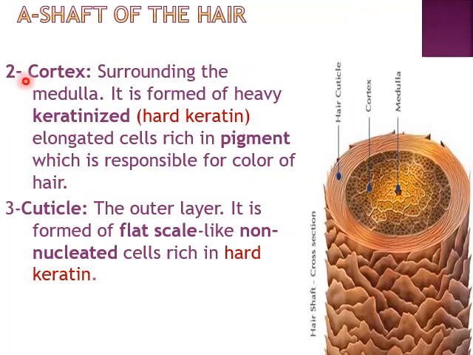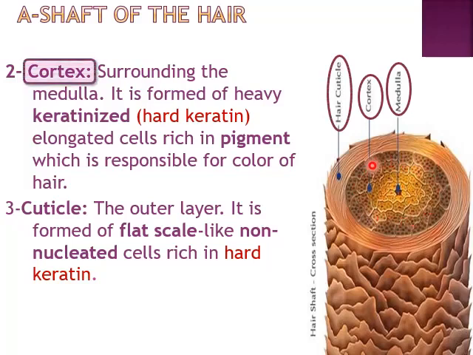The second layer of the shaft of the hair is the cortex. This layer is formed of heavily keratinized cells containing hard keratin, and in this layer the cells contain pigment, which is responsible for the color of the hair.